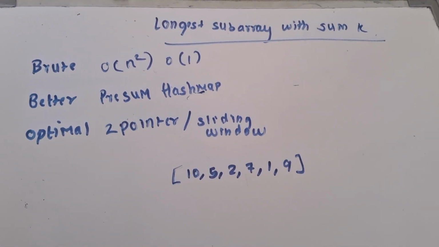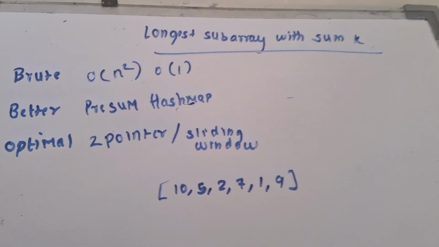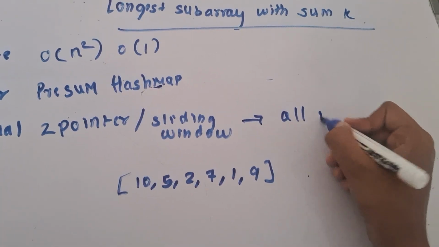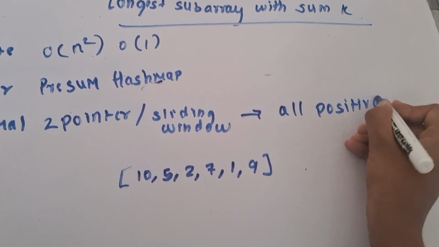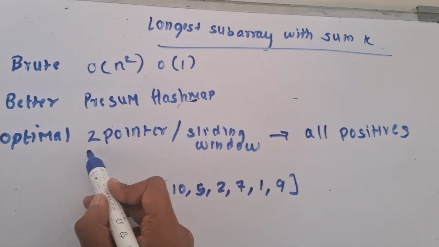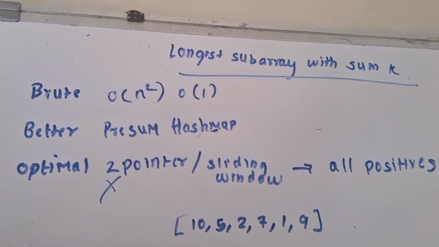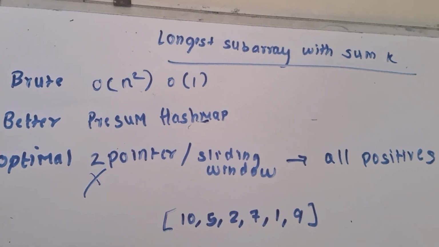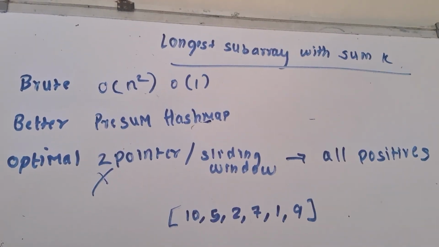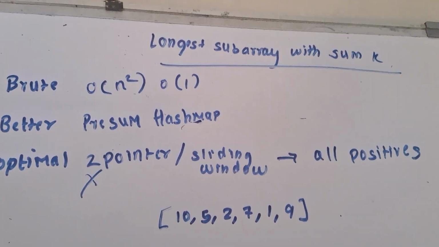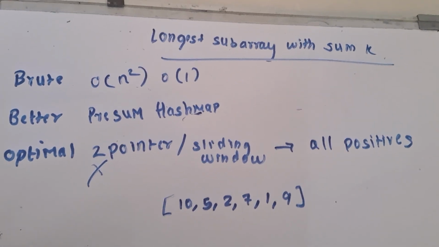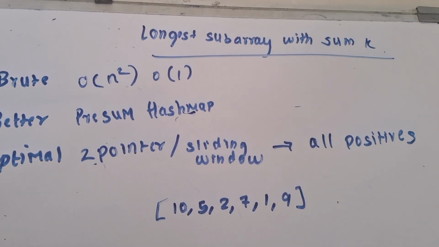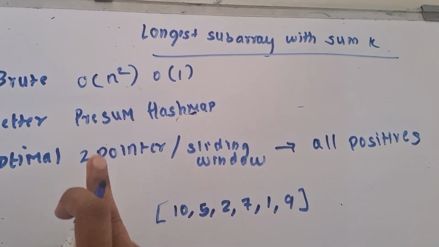The optimal approach, which is the two pointer approach or the sliding window approach, only works when our array has all positives. If not, then this approach is not valid if our array contains negatives. This is because sliding window only works when the array is predictable or monotonically increasing. Else, the sliding window approach will not be applicable if the array contains negative elements. So for this approach, first you have to check the question. If the question states that there are only positives, this approach is the best approach.